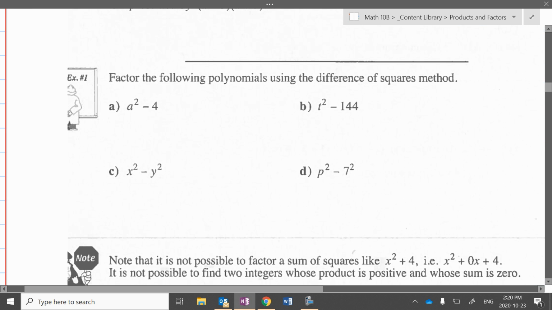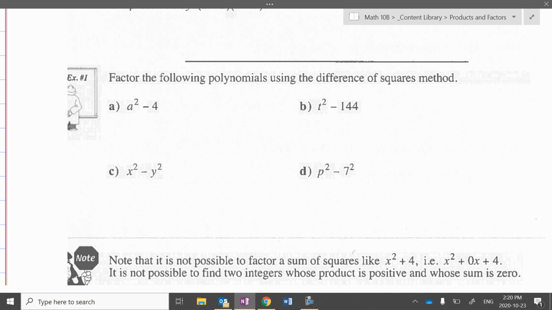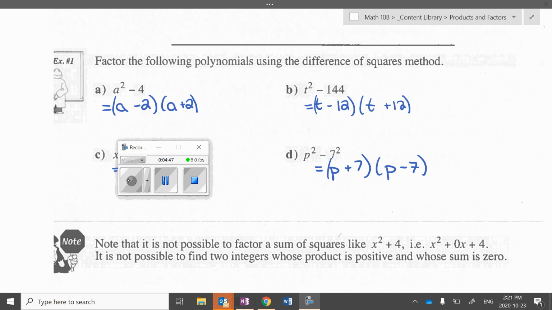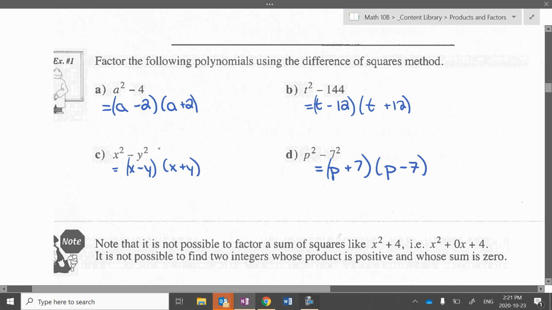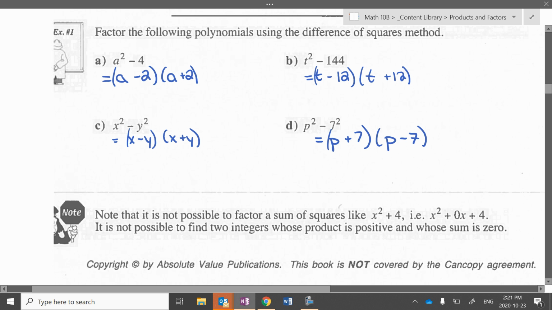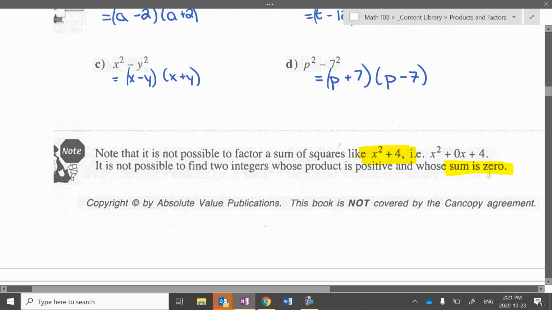Again, we have perfect squares, specifically with a subtraction sign in the middle of them. I want you to pause the video and go through and try these on your own and then check them with me. Okay, so checking over these ones, these should have been fairly straightforward. These types of questions would be like a level 1-2 question. What's really important and what they highlight at the bottom here for you is it has to be separated by a negative sign. If it's separated by a positive sign, it is not factorable because you can't get a sum of 0 at that point.